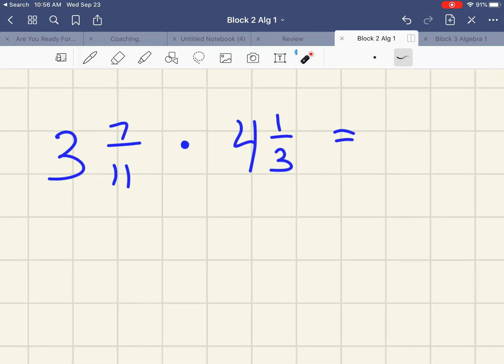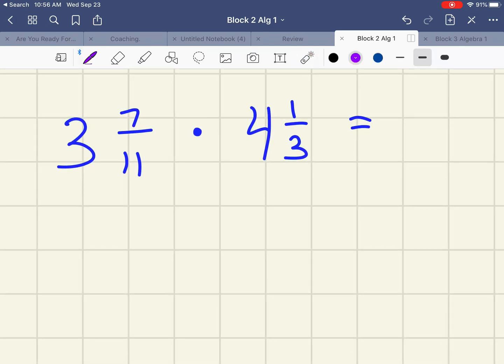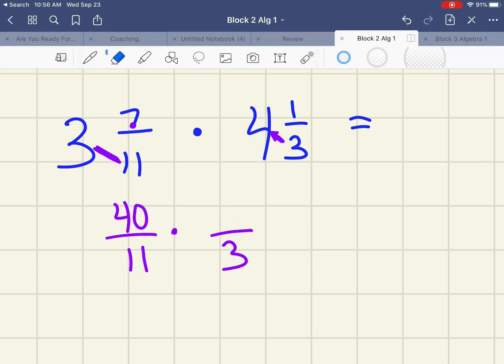What do we do if we have mixed numbers like these? Well, it's the same first step. You need to get them into improper fractions, so we're going to multiply the 3 times the 11, that's 33, and I'm going to add the numerator of 7, that's 40, and keep the denominator. The next one, I'm going to multiply the denominator times the whole part, so that's 4 times 3 is 12. I'm going to add the numerator to get 13 and keep the 3. That looks like a B, so I'm going to fix that.